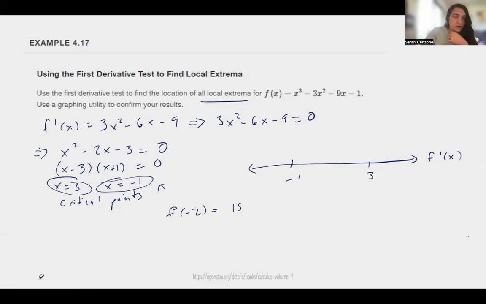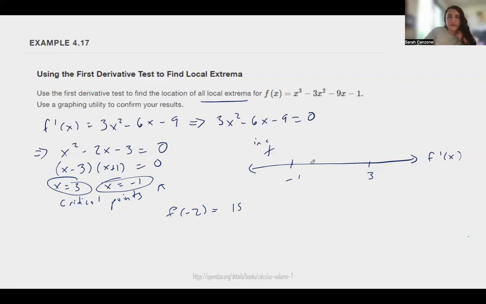I try to write down all my solutions beforehand so that I don't bore you by plugging it in and wasting your time. So f prime of negative 2 is positive 15, and so I'm going to indicate that by putting a plus sign here. And what that tells us is that our function is increasing. Now I'm going to choose a number between negative 1 and 3.